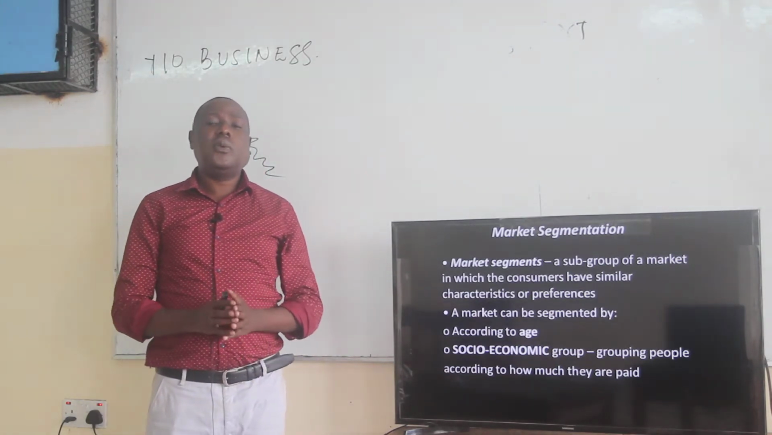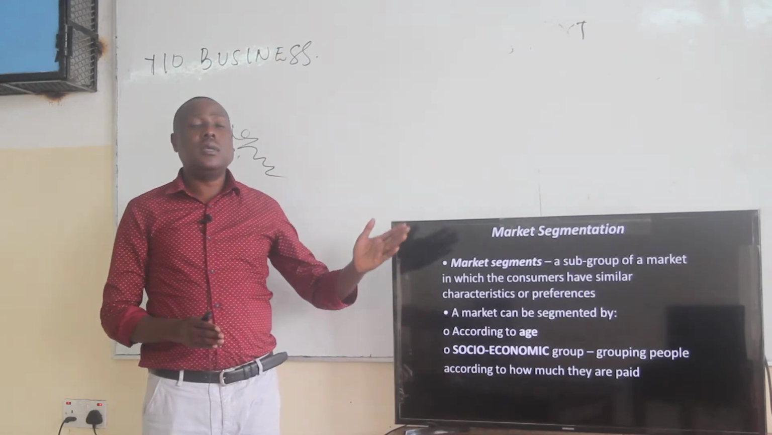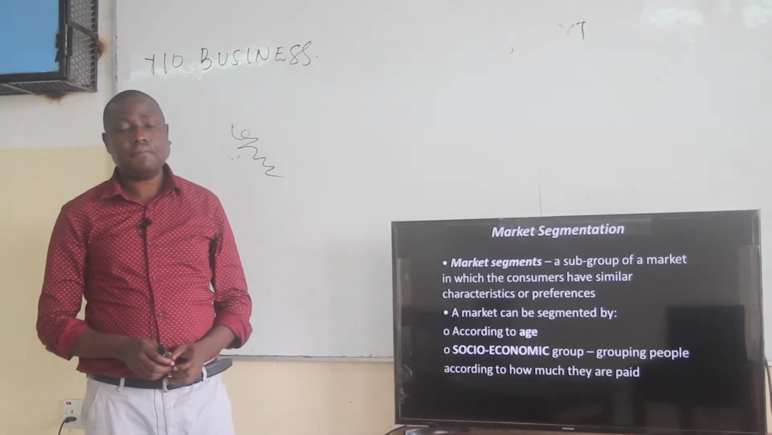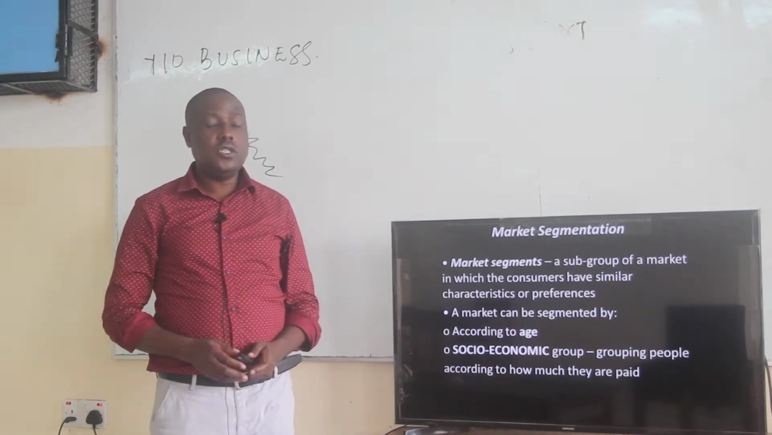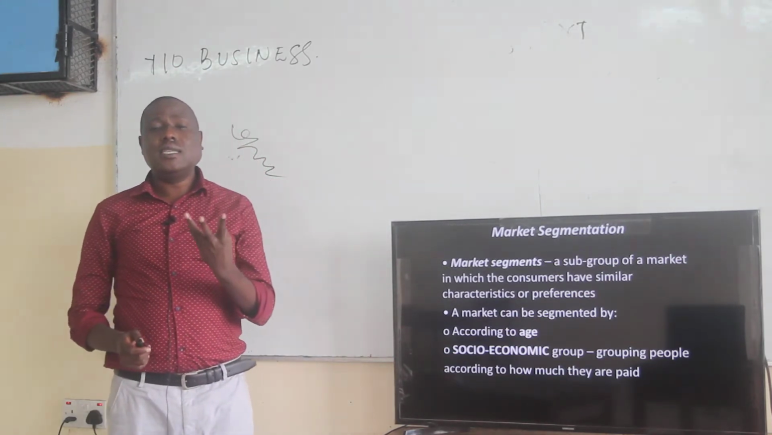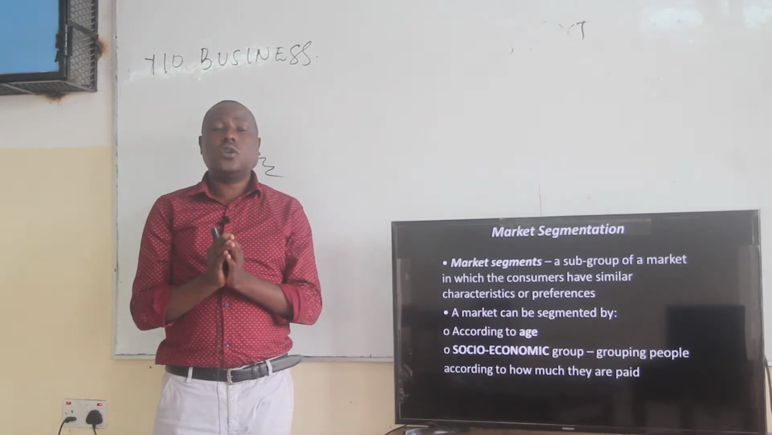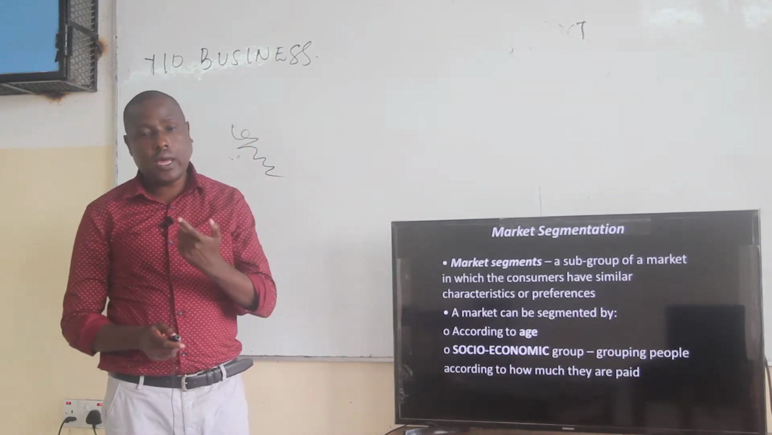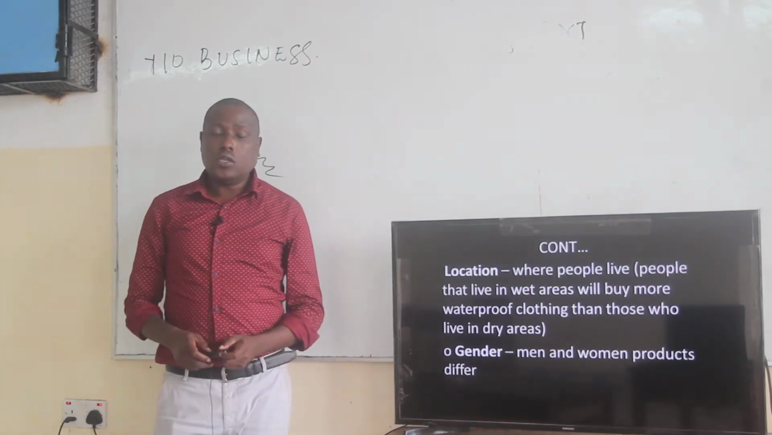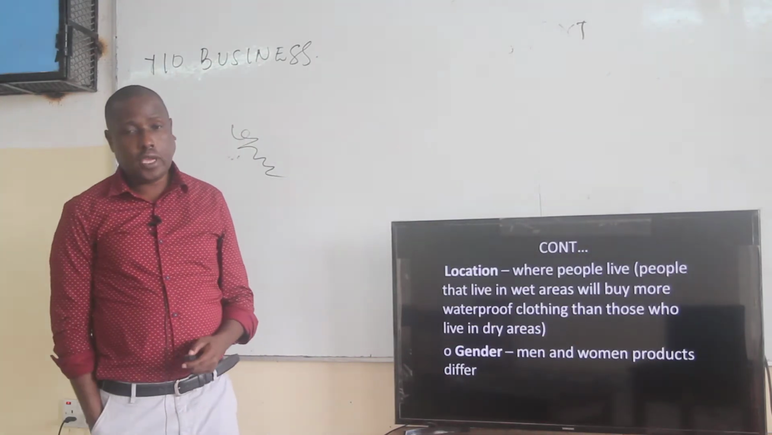So where are these people found? They are found in Nyali, they are found in Chuda, they are found in Ganjoni, Zingo, and so on. So that is how you segment the group. I want to sell to the people who have some source of income. Where are they found? You can also segment your market based on location.